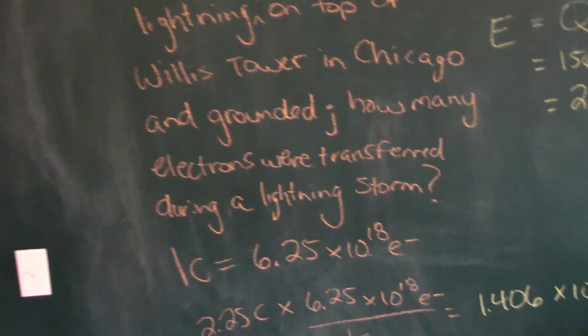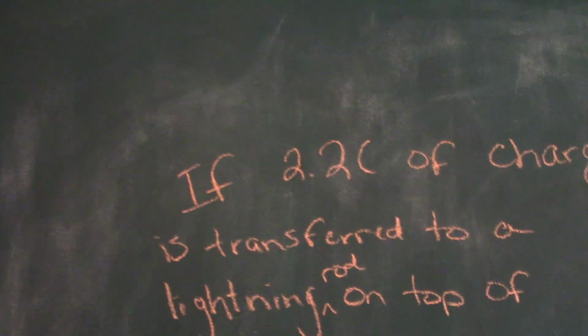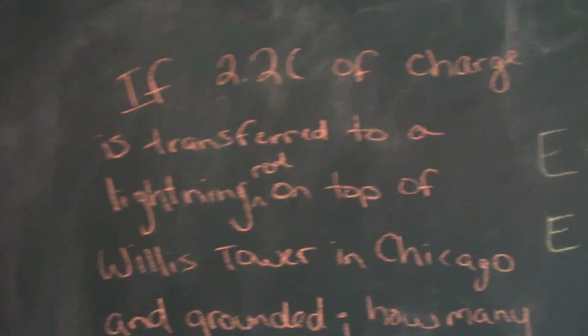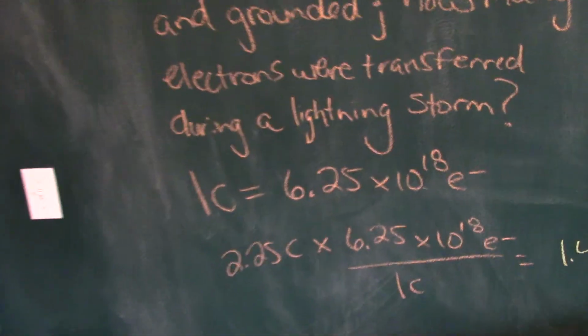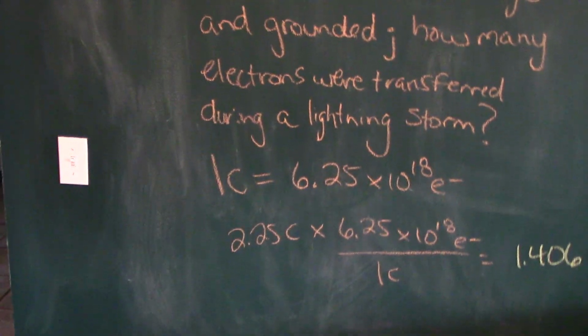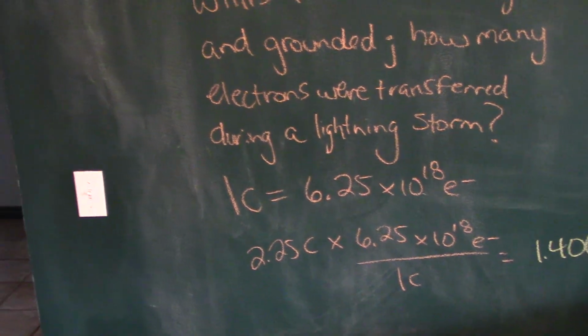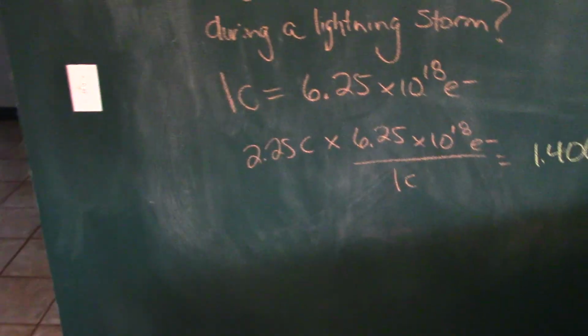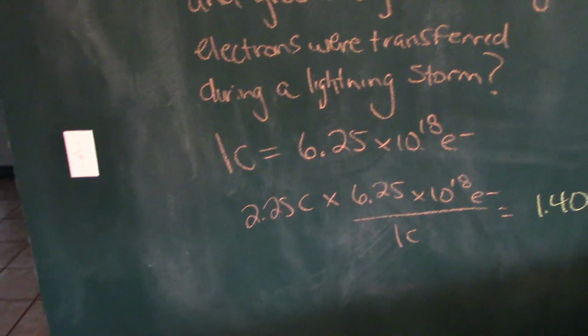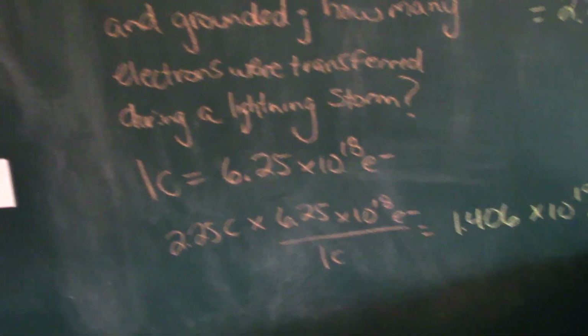Okay, so to continue this first lecture with Science 30, I'm going to finish this calculation about coulombs, and then we're going to talk about gravitational fields. So I told you that this is the conversion: 1 coulomb equals 6.25 times 10 to the 18th electrons.